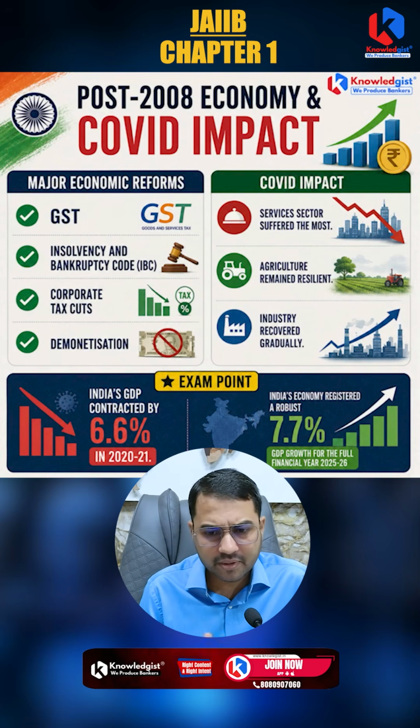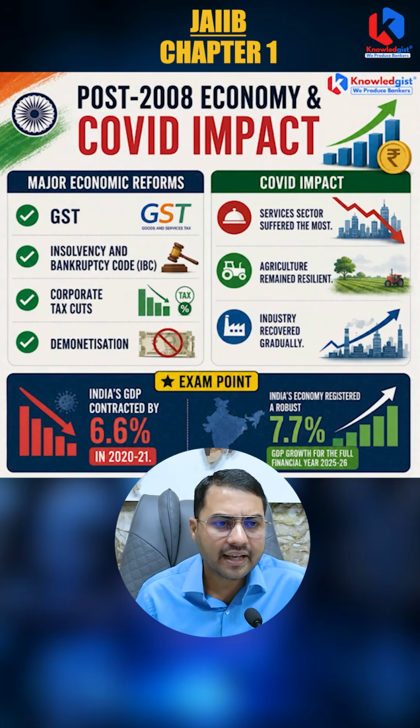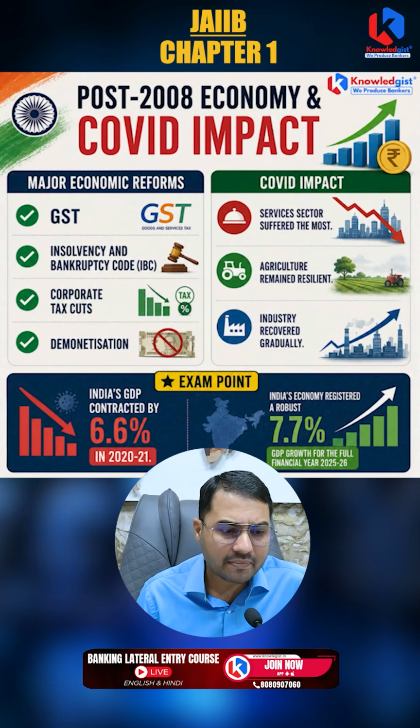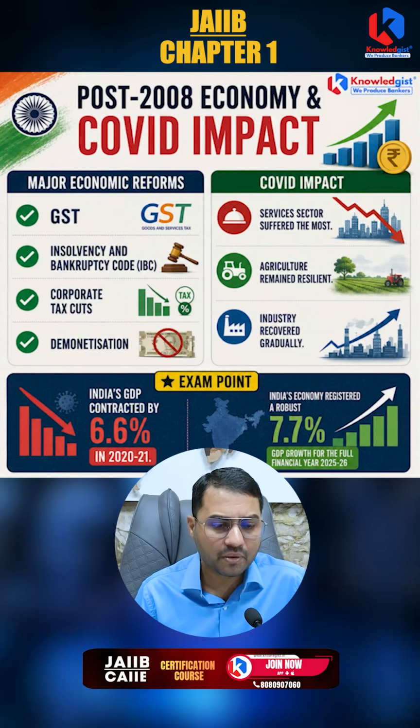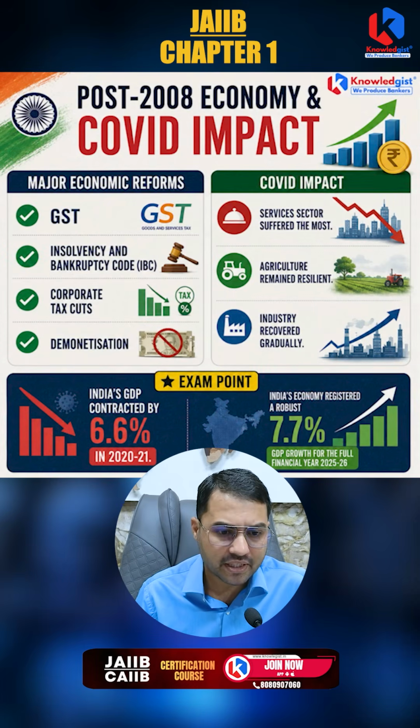Now merely 25% is the corporate tax in India, and then the demonetization. India's GDP during COVID time contracted by 6.6%. Current GDP growth stands at 7.7%.